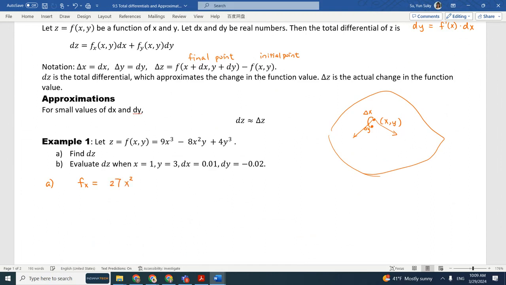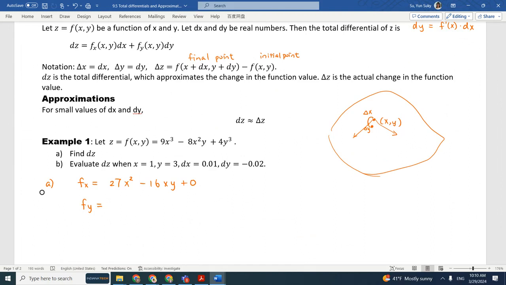27x squared. Will, what's the derivative with respect to x? Yes, so minus 16xy. And Sarah, what's the derivative of 4y cubed? 0, yes. All right, this is the partial derivative with respect to x. How about the partial derivative with respect to y?